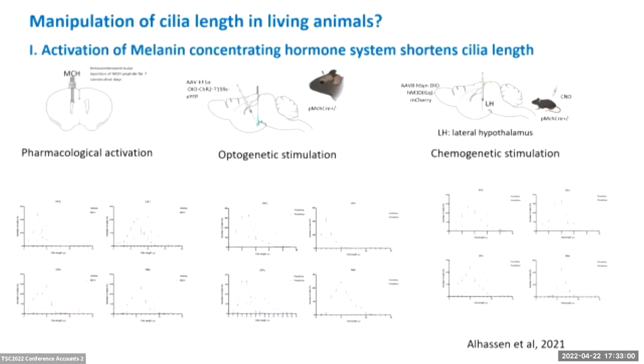We activated the system either pharmacologically, by injecting the neurotransmitter itself, the peptide melanin concentrating hormone, or by optogenetic or chemogenetic methods, like DREADD receptors. What we found, as you see here, is a shift in the length of cilia. Activation of melanin concentrating hormone in the brain of mice causes decreased cilia length.